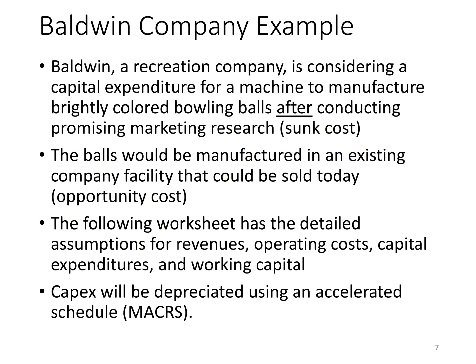Baldwin, a recreation company, is considering a capital expenditure for a machine to manufacture brightly colored bowling balls after conducting promising research. Now that promising research, which is already conducted, will be a sunk cost. We're going to ignore it. The balls will be manufactured in the existing company facility that could be sold today, and that cash flow that I could have received today, that foregone opportunity, will be included.